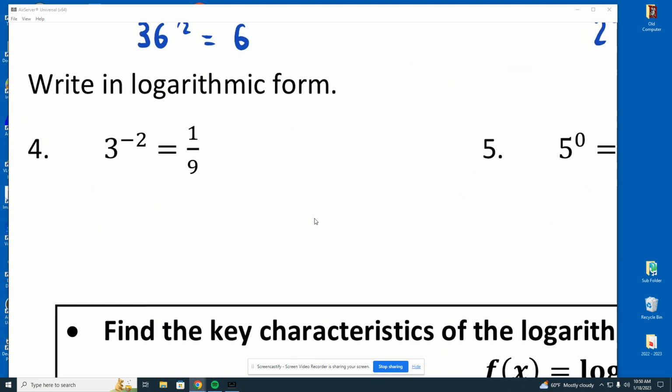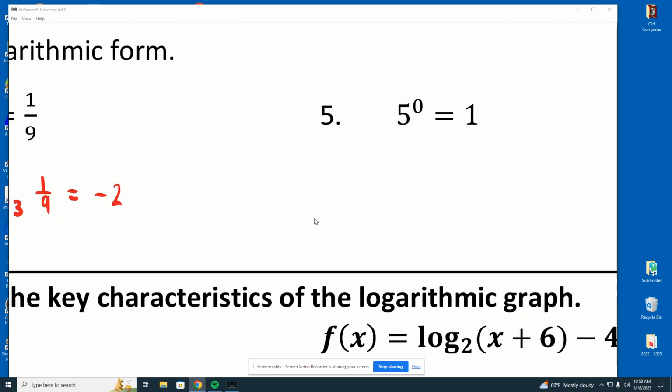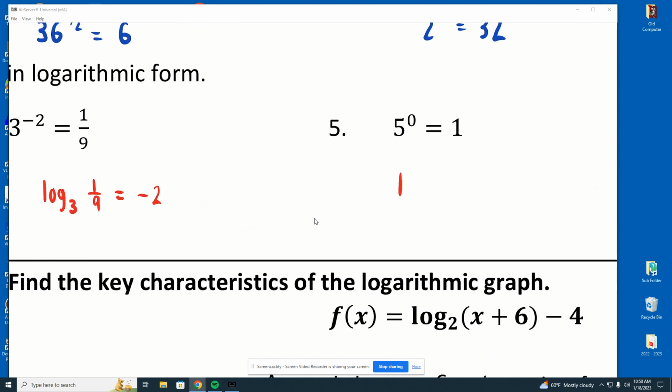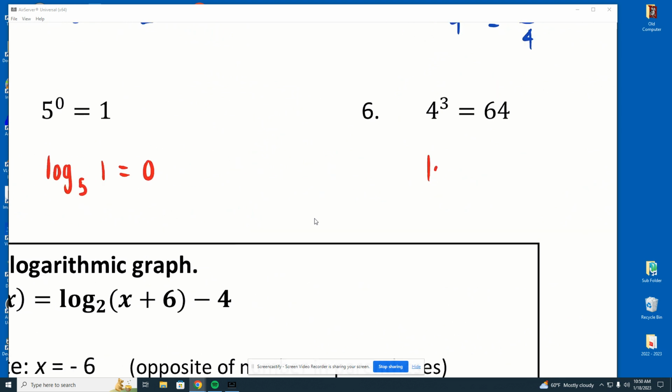Okay, then let's go the opposite direction. Let's go from an exponent to a logarithm. log base 3 of 1 over 9 equals negative 2. Done. Number 5. log base 5 of 1 equals 0. Done. And last one, log base 4 of 64 equals 3.